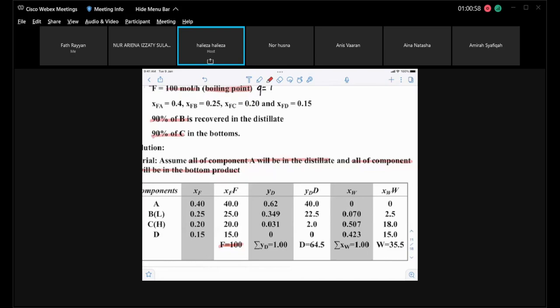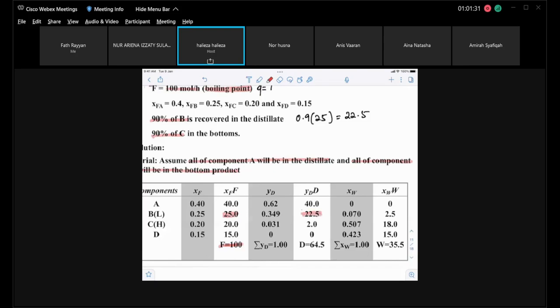So now 90% of B, that's 0.9 times B, which is 25. If you do the calculation, you should get 22.5. So let's do the calculation: 0.9 times 25, that's 22.5. So now you already know that value. Let me erase that so that I can just highlight it. I have 25, times 0.9, I end up with 22.5.